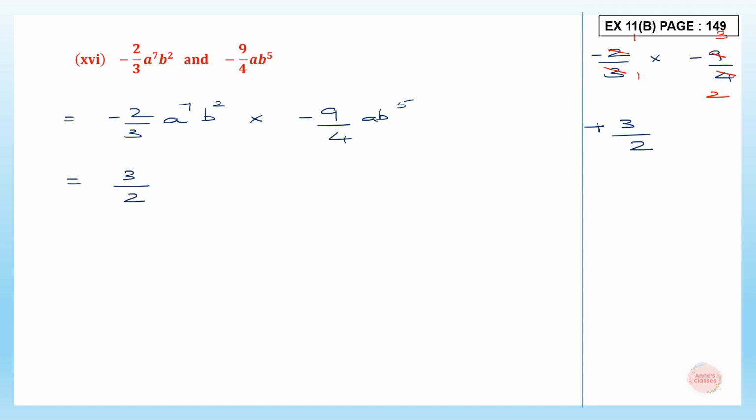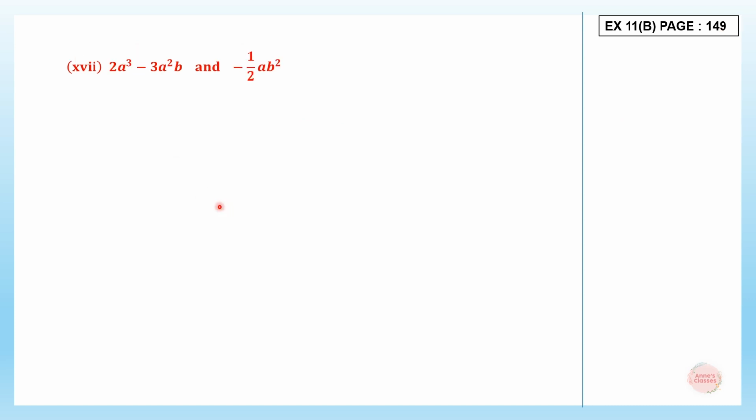Now let's look at the a. Here we have a to the power of 7 and here a to the power of 1. That will be a to the power of 7 plus 1, which is 8. Then here we have b to the power of 2 into b to the power of 5. That will be b to the power of 2 plus 5, that is 7. So we have our answer here, 3 by 2, a to the power of 8 and b to the power of 7.